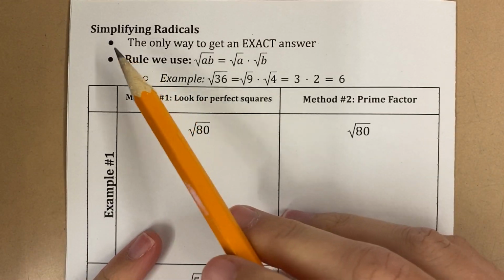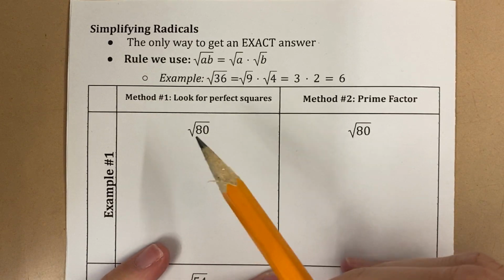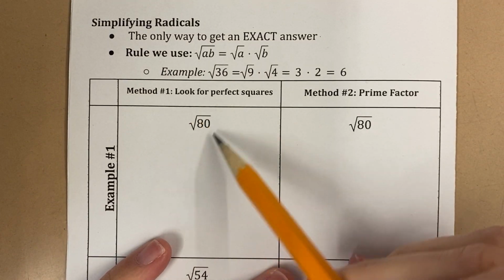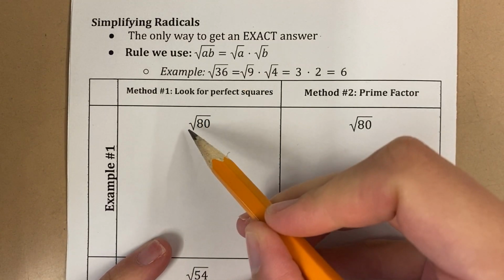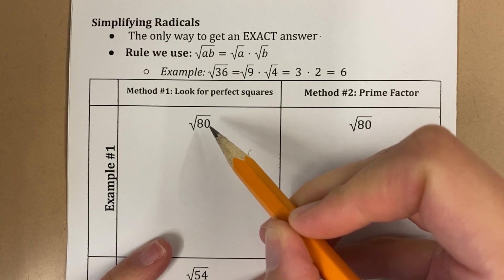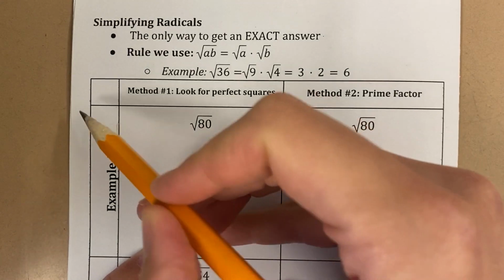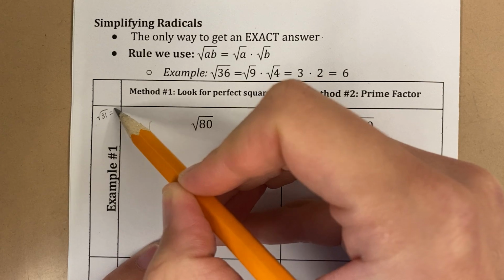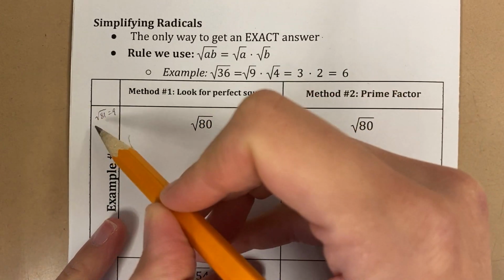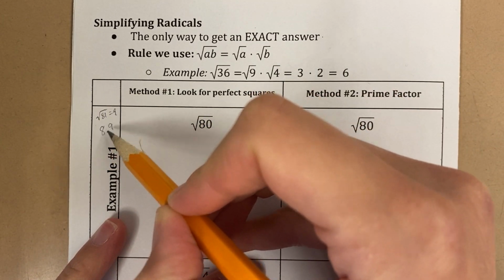Okay, so we're going to be simplifying radicals today. Now, what we've done before is we said, okay, square root of 80, that's a little bit less than the square root of 81. The square root of 81 is 9. So this is a little bit less than 9, something like 8.9, right?